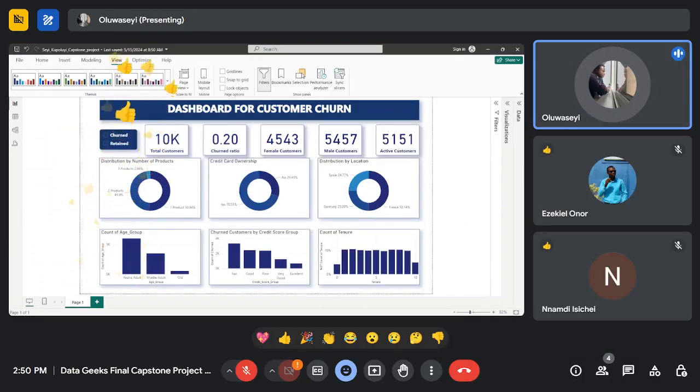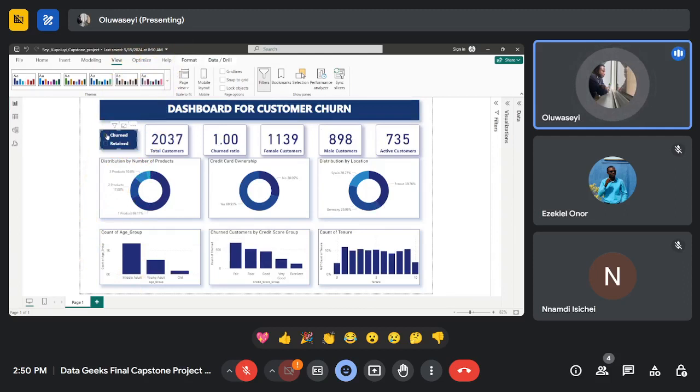All right, so let's check our churn. Remember, we already said that we had about 20% churn, which is clearly showing here. 2037 is about 20% of the 10,000 we saw earlier, right? The only thing I'm going to look at here is this card that says active customers is 735. Out of 5,000 plus, the active customers that have churned is 735.